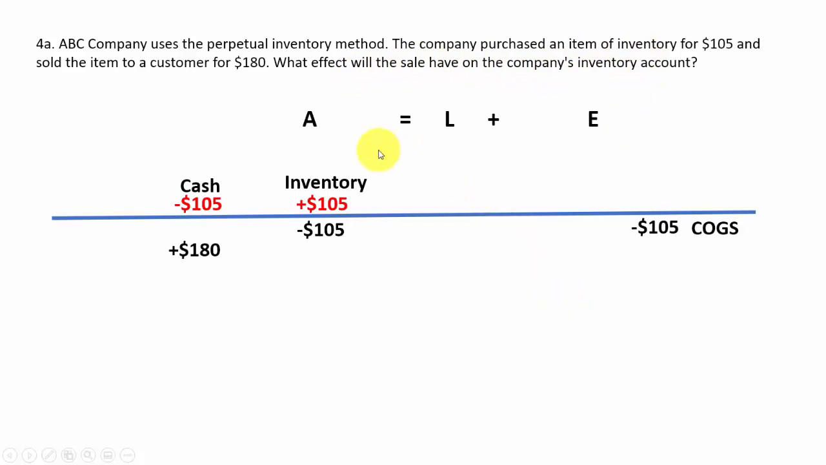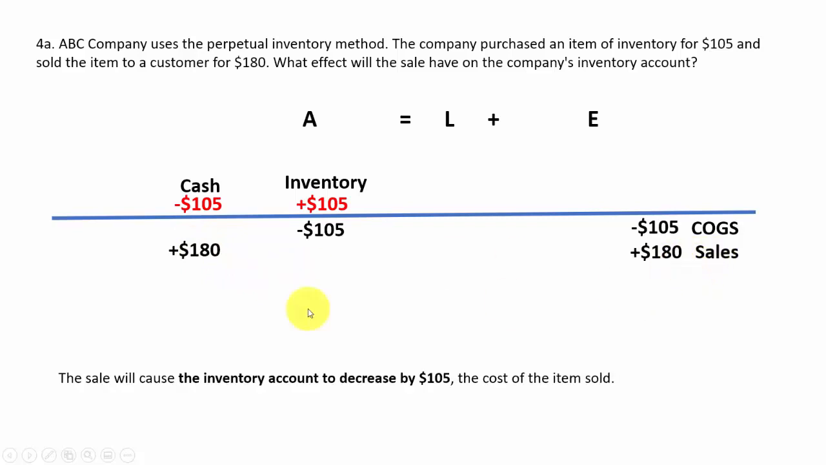And we'll also show the retail side of this. So let me answer this question in just a second. We've got cash going up 180, and revenue or sales going up 180. And so the answer will be the sale will cause the inventory account to decrease by 105, which is the cost of the item. I showed you the whole transaction here, which was the retail side and the cost side. And all they wanted to know was what will be the effect of the sale on the company's inventory account. Well, the company's inventory account is going to go down by 105, period.